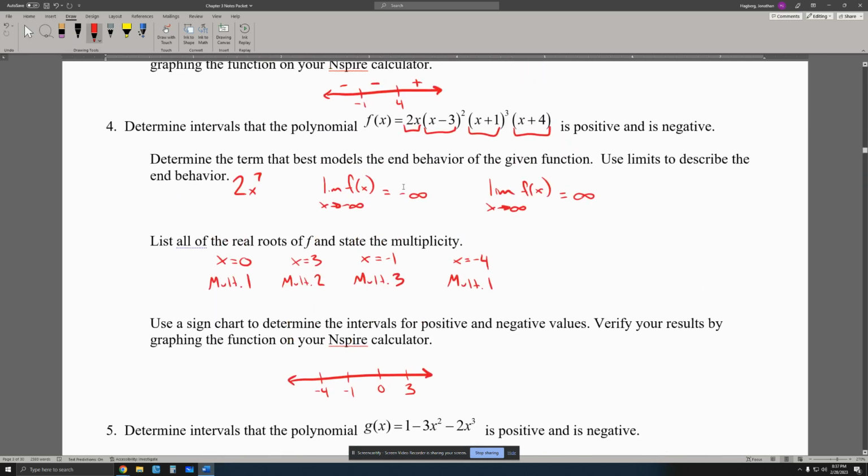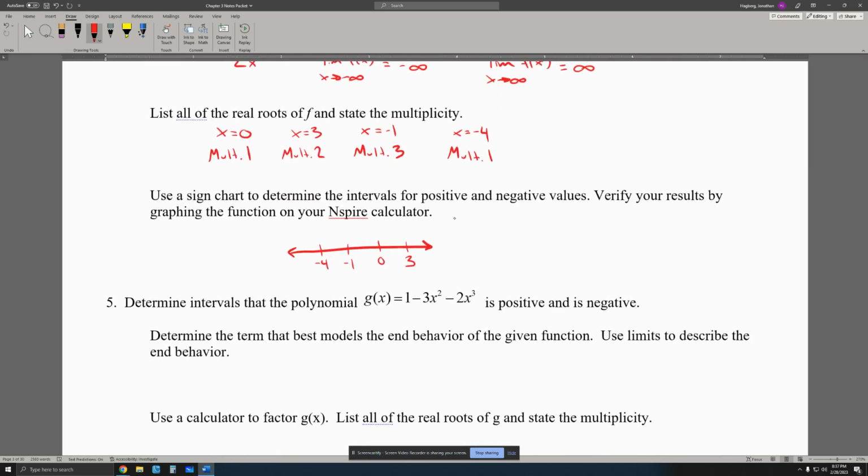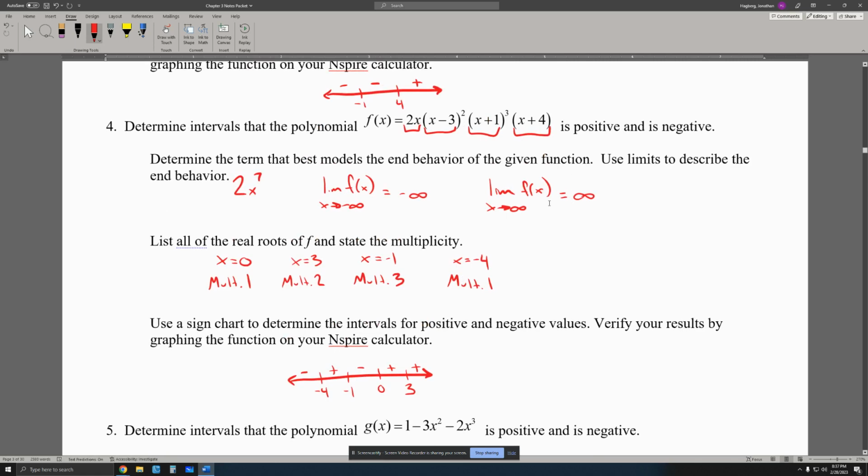Okay, so the left-hand end behavior is going to be negative. We're approaching -infinity. At -4, we have a multiplicity of 1, so the sign is going to change over that 0. At -1, we have a multiplicity of 3, which is also odd, so the sign is going to change there. At 0, we have an odd multiplicity, so it's going to change again. But then at x equals 3, we have an even multiplicity, so the sign is going to stay the same there. And I always do that double check. Is the right-hand end behavior positive? Yes, it is. Okay.